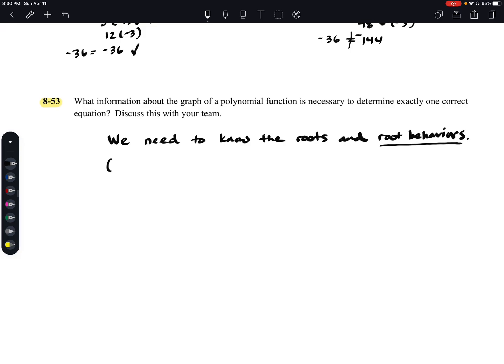as well as information about the degree of the polynomial.